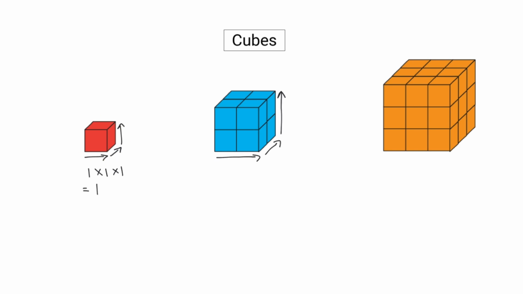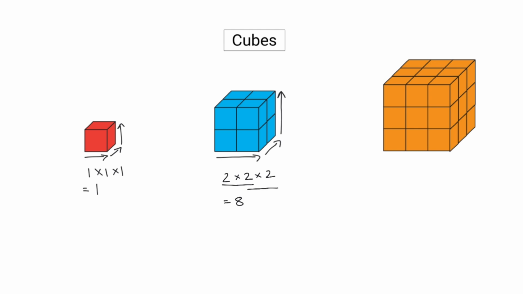So that's correct. If we look at this next one, there are 2 small cubes going to the side, 2 going to the back, and 2 going up. So we would write that as 2 times 2 times 2. Now, if we work that out, 2 times 2 is 4, 4 times 2 is 8. So in total, we should have 8 small cubes. And you can see our diagram shows that there are 8 smaller cubes making up this cube.